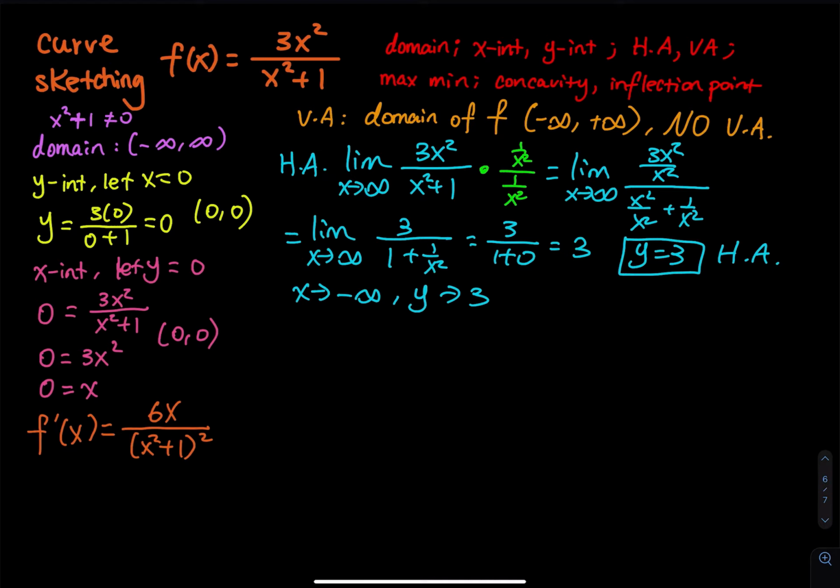And then you have to set that equal to 0. That means 6x must be equal to 0, right? So we have 6x equals 0. Therefore x equals 0 is my critical number.